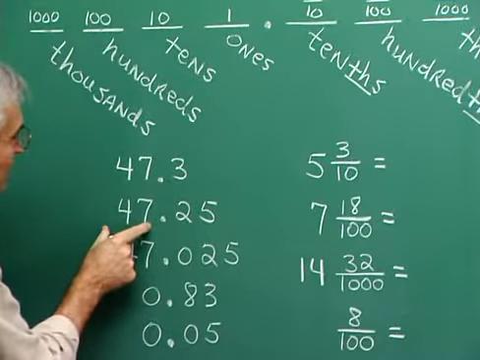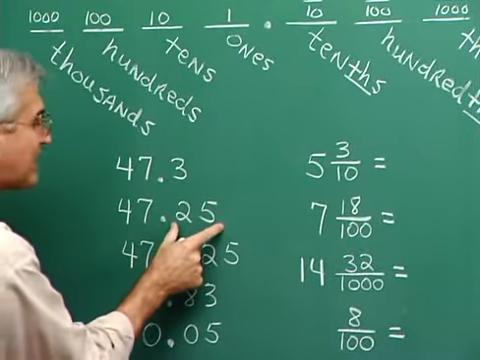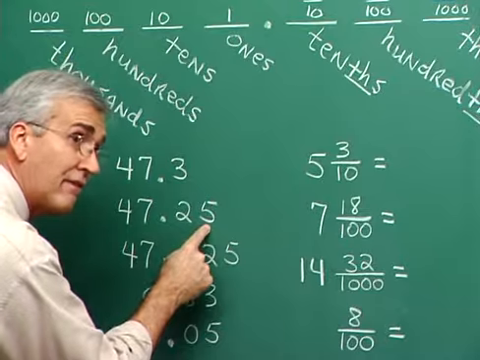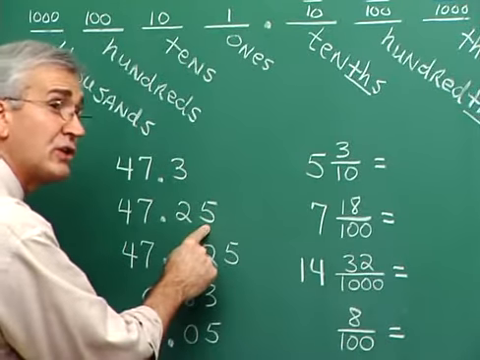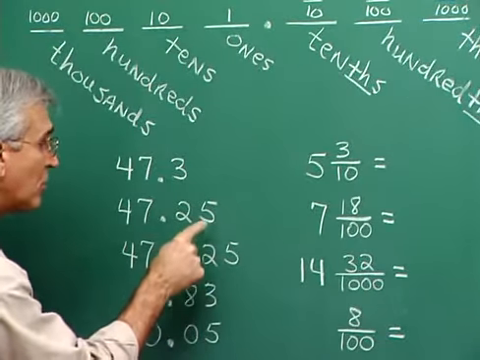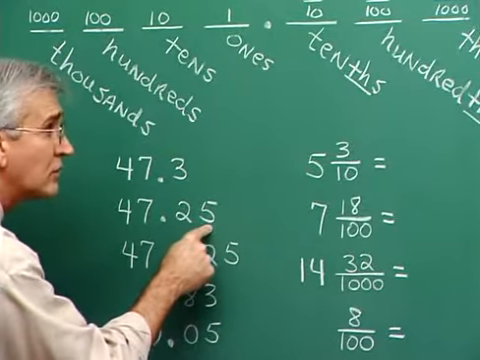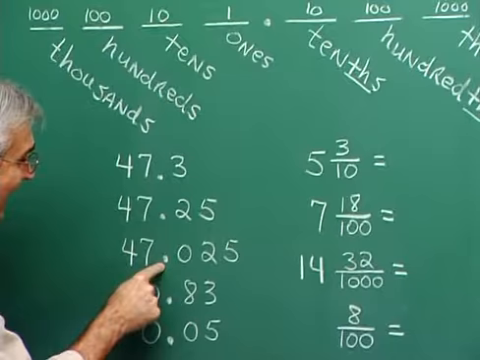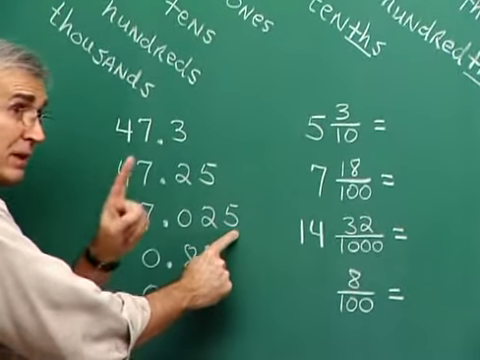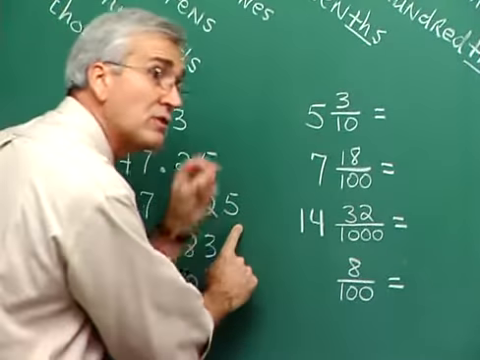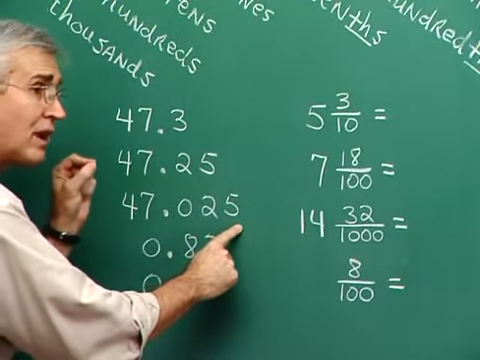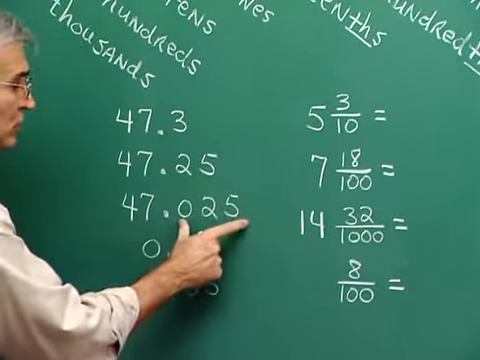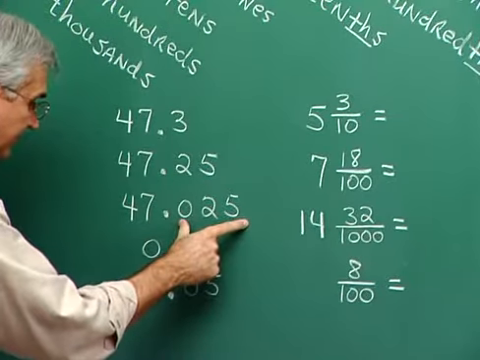This is 47 and 25 hundredths, because the 5 is in the hundredths position. You see, the digit value for the 5 is hundredths, so 25 hundredths. This is 47 and 25, but this time the 5 is in the thousandths position, so we say it's 25 thousandths. So 47 and 25 thousandths.